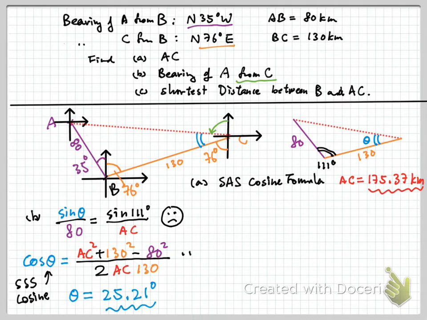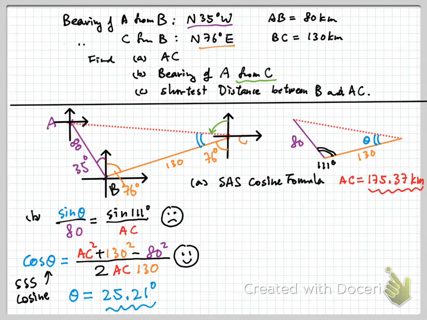This is my preferred approach in finding an angle, using the cosine formula. With the sine formula, you run the risk of choosing the wrong angle from the ambiguous case of arcsine, the inverse sine function. For cosine, there's no such problem. If this gives you a negative number, that means it is an obtuse angle. Cosine theta is negative if theta is obtuse. So anyway, theta is 25.21, but that's not the answer yet.